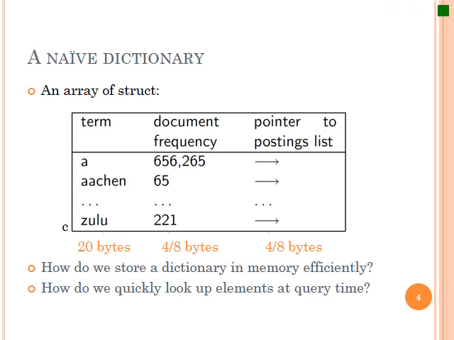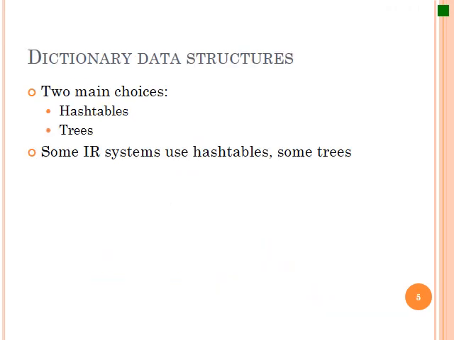So you need to quickly search through your dictionary to find the entry and then get to the pointer, right? And then from the pointer, you can chase the posting lists, right? So how do you quickly look up the elements at query time? So we need to design data structures that can both store efficiently the dictionary and search the dictionary quickly.